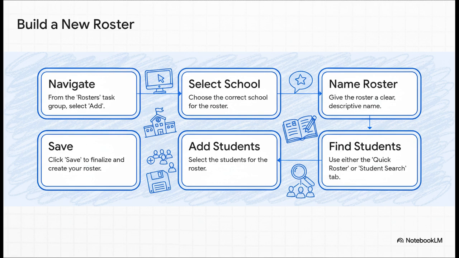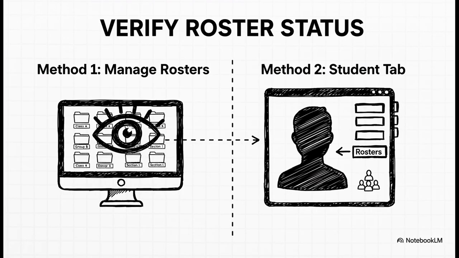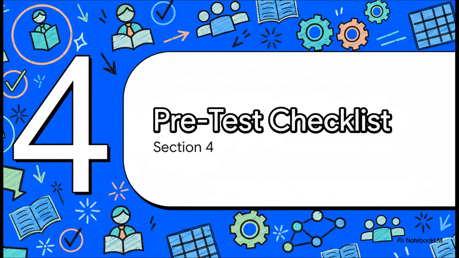And of course, you're going to want to double-check your work, right? It's easy. You can see every roster you've created under the main Manage Rosters task. Or if you just want to confirm one particular student is in the right group, just pull up that student's profile and click on their Personal Rosters tab. Simple. Wow, we have covered a lot of ground.